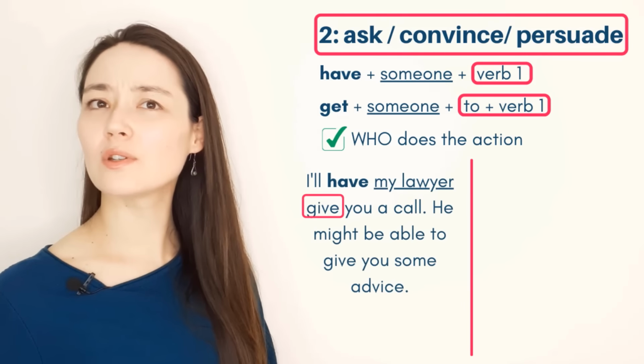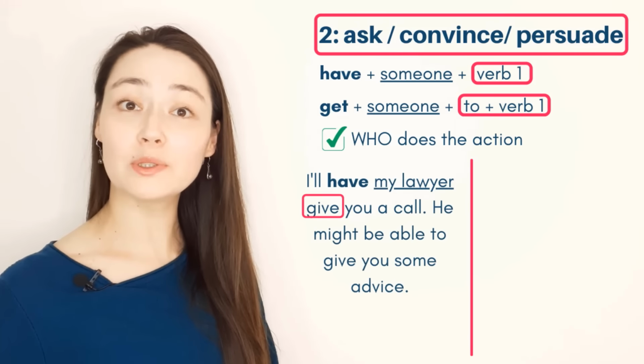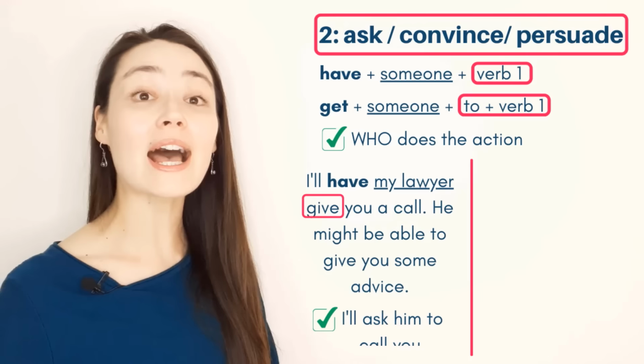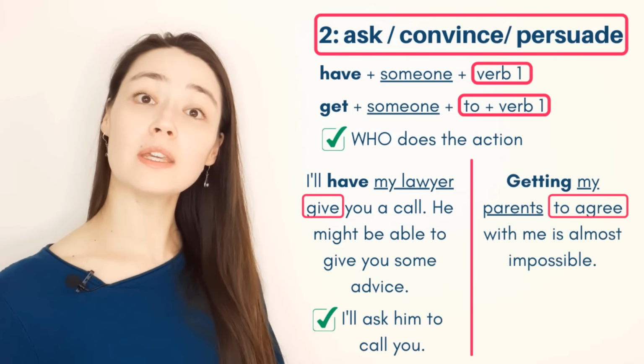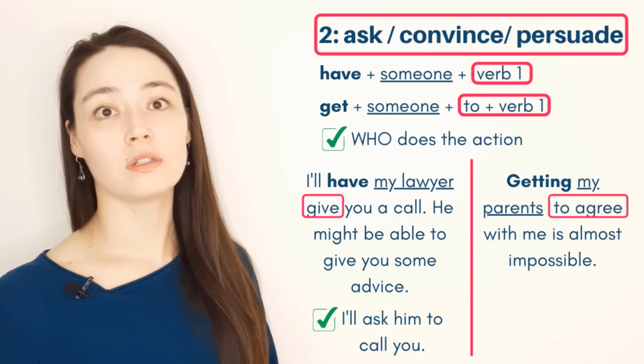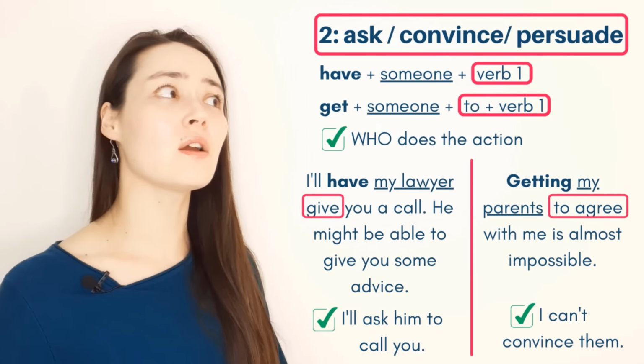I'll have my lawyer give you a call. He might be able to give you some advice. I'll ask him to call you. Getting my parents to agree with me is almost impossible. I can't convince them. It's very hard to persuade them.